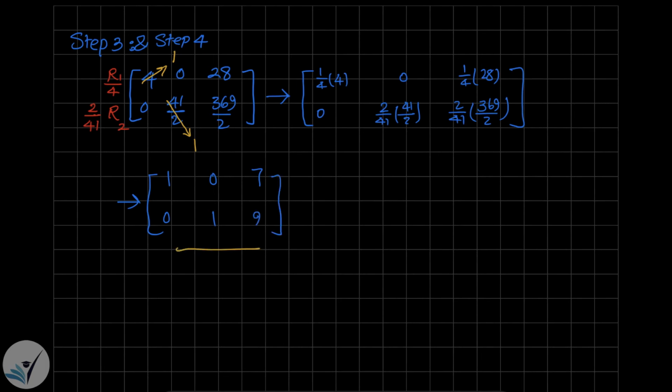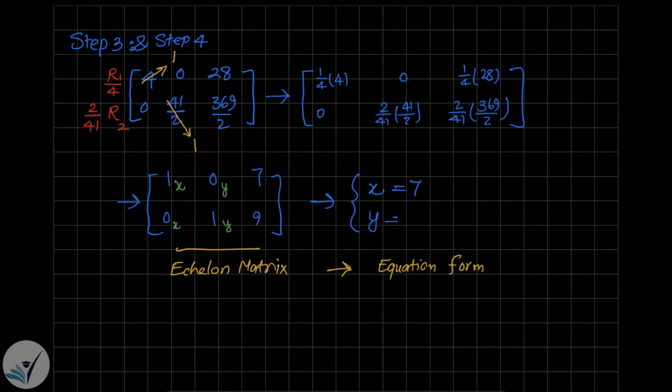This matrix here is an echelon matrix. We need to transform this matrix to an equation form. So the equation form would be x equals 7, because the multiplier of x is 1 and the multiplier of y is 0. And on the second row, the multiplier of x is 0 and the multiplier of y is 1. So y equals 9. And this is the answer of the system of equations.